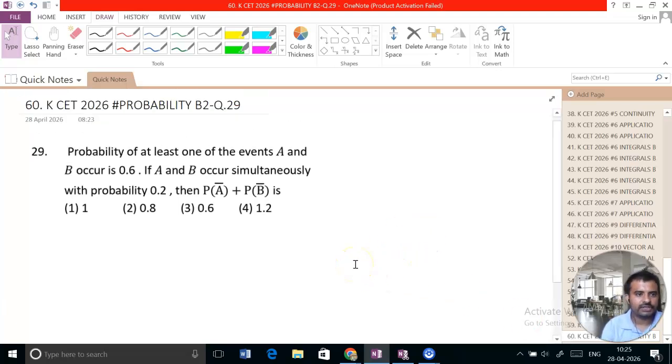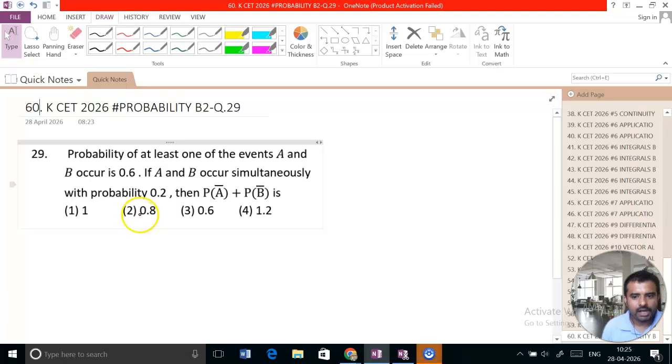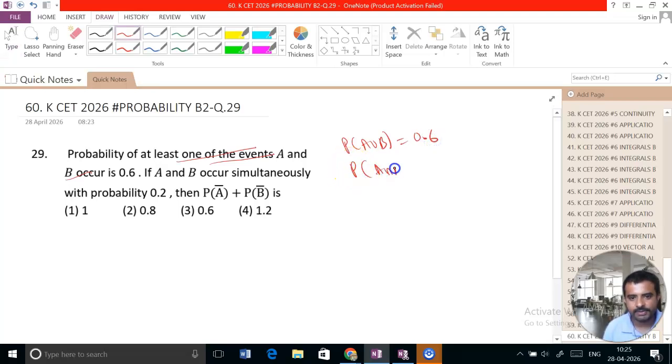Here is question number 60. The probability of at least one of the events A and B occurring is 0.6. If A and B occur simultaneously with probability 0.2, then find probability of A bar plus B bar. They given probability of at least one of the events A and B, which is probability of A union B. They given probability of A union B is 0.6. Probability of A and B occurring simultaneously, that is probability of A intersection B, they given 0.2.